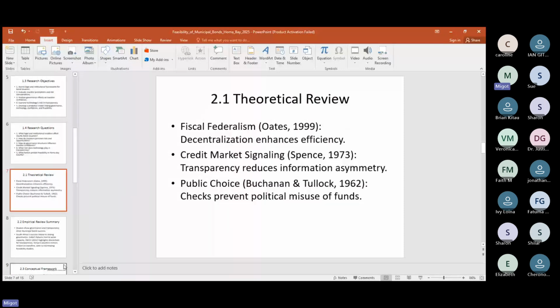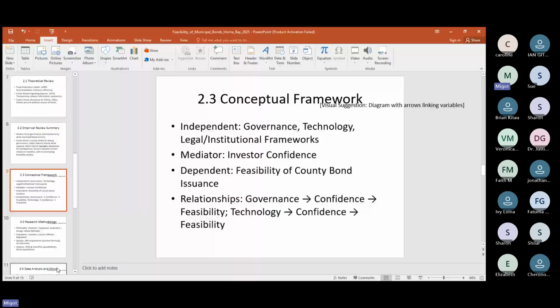So we'll go to the conceptual framework. My independent variables will be the governance, technology, and the legal or institutional frameworks. The mediator here will be the investor confidence, and the dependent variable will be the feasibility of the county bond issuance. So here it's just the relationship between the governance, confidence, and feasibility, and technology and confidence.